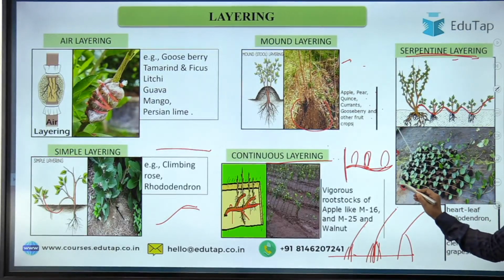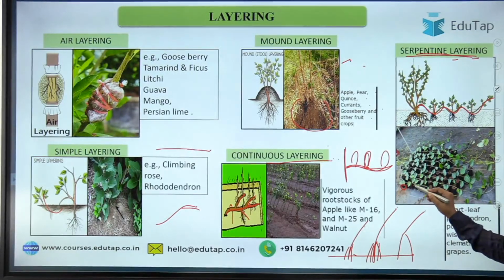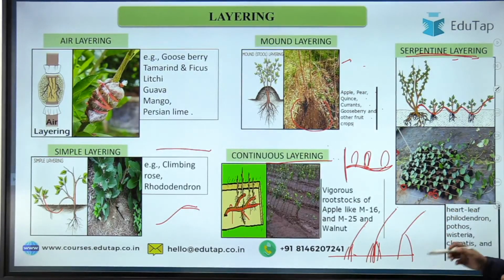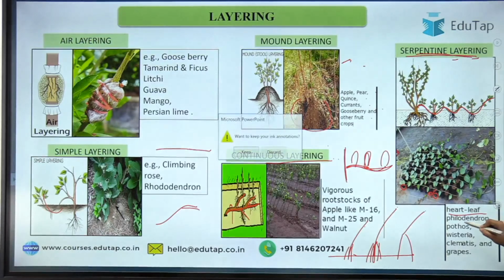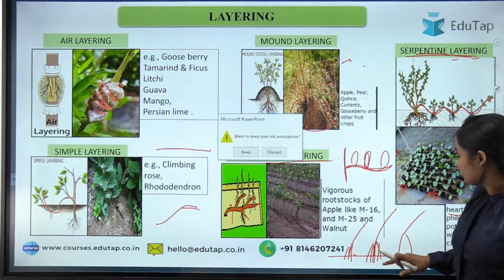See, the original plant is planted here. Further, you are exposing it to soil, then air, then soil, air, soil, air, and every part that you have put in the soil will grow as an individual plant. That is used in the heartleaf philodendron, pothos, wisteria, clematis and grapes. So among these you can see serpentine layering is done. Okay.